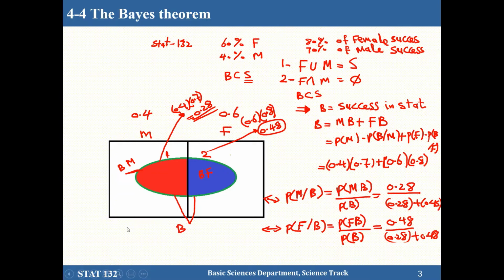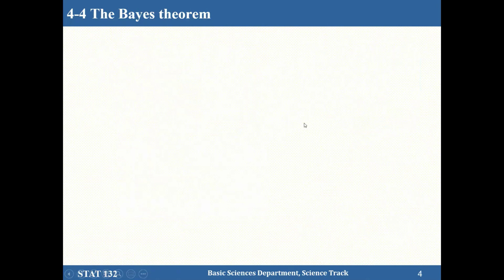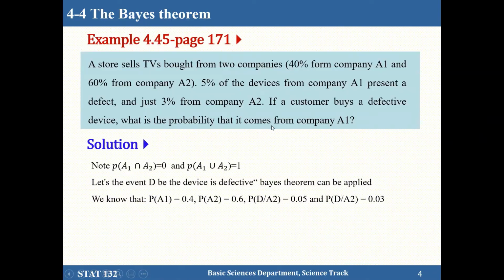We go to solve some examples about Bayes' theorem. So now we have this example, but of course it is not clear, so we need to delete all this. So okay, now we need to solve this example here.